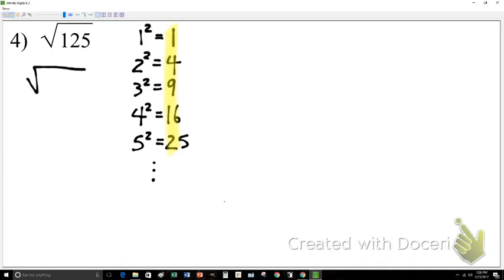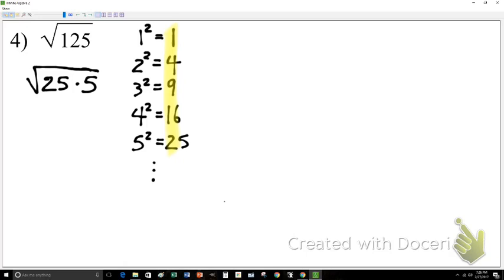So I can factor out 25 from 125, and 25 times 5 is 125. Okay, so I factored 125 out into 25 times 5. The number 5, I can't factor any more perfect squares out of it, so I'm actually done now.